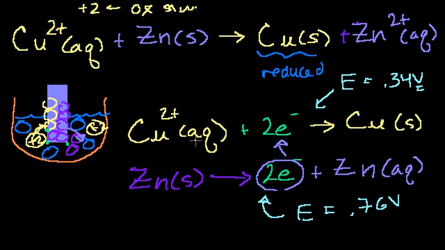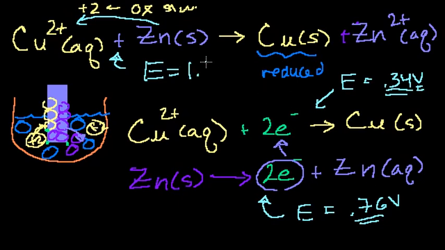So if you wanted to talk about this whole reaction up here, we could say it's an energy. We know that electrons really want to join the copper with this energy, and they really want to leave the zinc with this energy. So the energy of this entire reaction, how badly electrons want to move from zinc to copper, is just the sum of the two. So you get 1.1 volts.